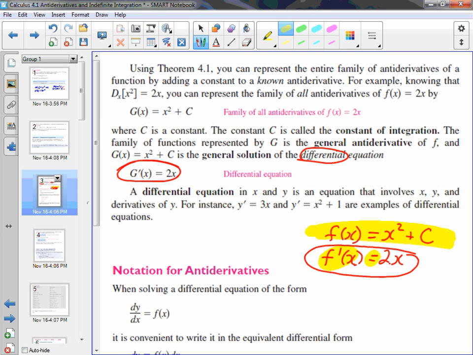Okay? All right. A differential equation in x and y is an equation that involves x, y, and derivatives of y. All right, the way I wrote this one, it involves x, f of x, and derivatives of f of x. All right, you see the x here and here. You see the f of x here. You see the derivative of f of x here. So, again, notation can be a problem, can't it? F prime of x is the same thing as y prime. F of x is the same thing as y.